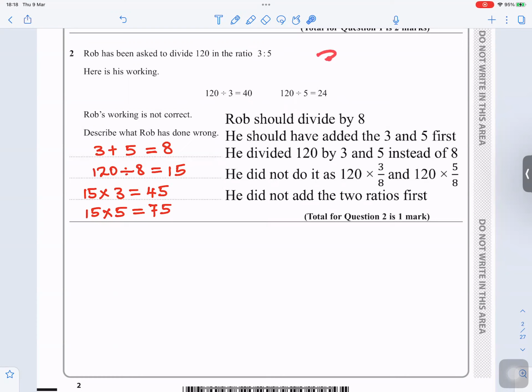So 3 plus 5 is equal to 8. So Rob should have divided by 8, because 3 plus 5 is 8. 120 divided by 8 is 15. And then 15 times 3 is 45. 15 times 5 is 75. So he should have divided by 8. Or you can say he should have added 3 and 5. These are different reasons you could give, and all of them would give you the 1 mark.